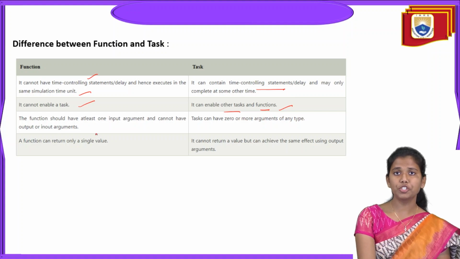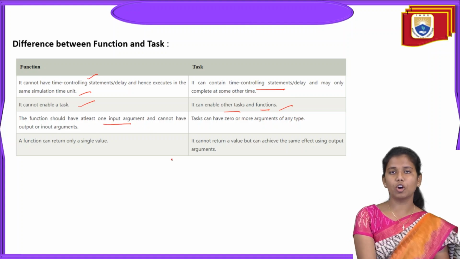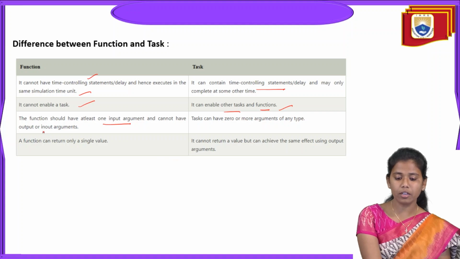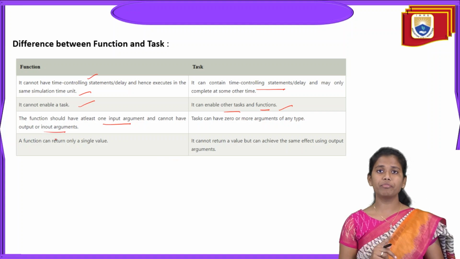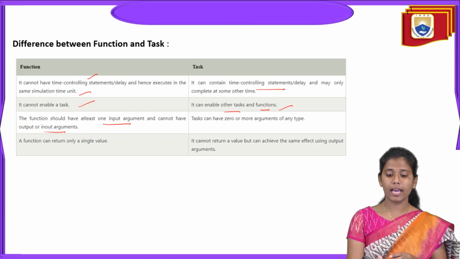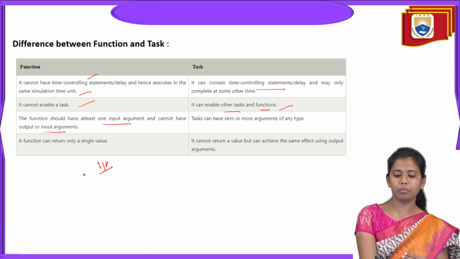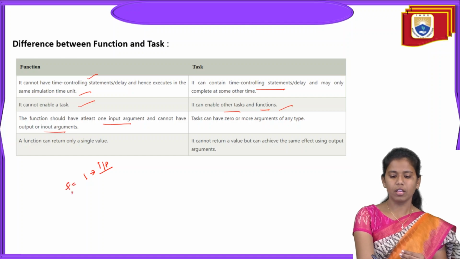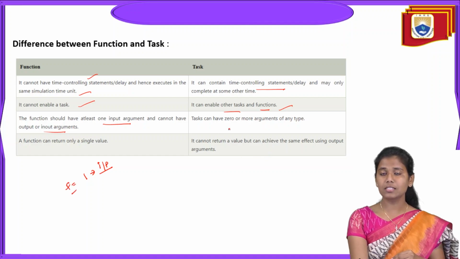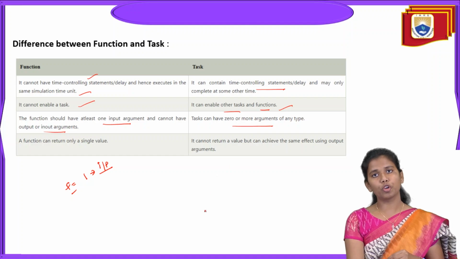And then the function should have at least one input argument and cannot have other input or output arguments. So the function should have at least one input argument. Whereas the task can have zero or more arguments of any type.